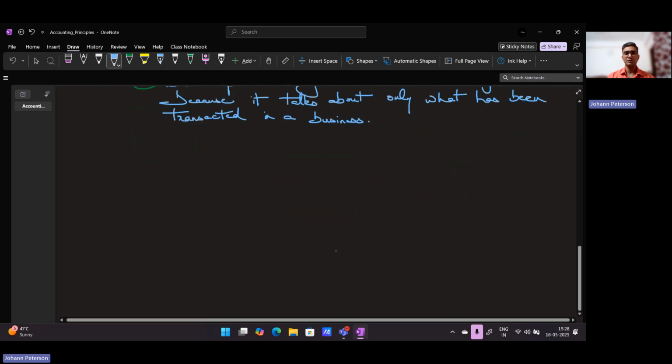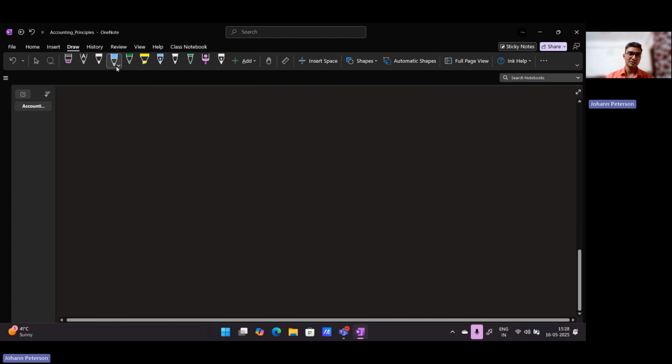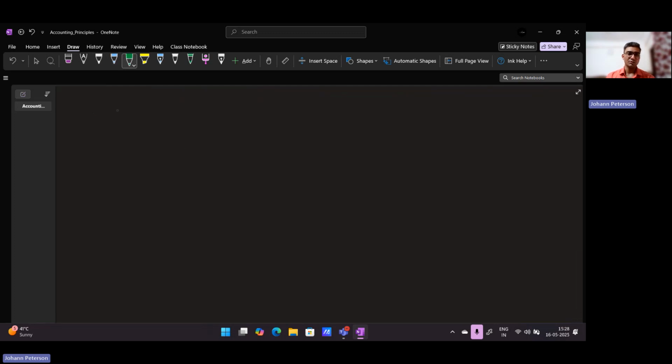Now, what is the usefulness of having such accounting principles in place? As I said earlier, having all this in place means that we have some very important aspect fulfilled through accounting. Accounting principles, when followed, maintain uniformity. This is one of the most important aspects as to why we follow accounting principles.